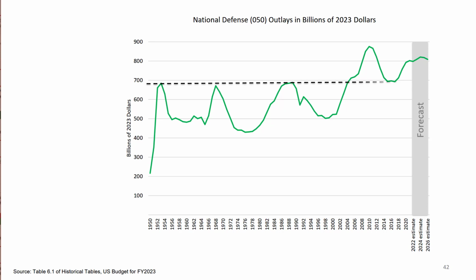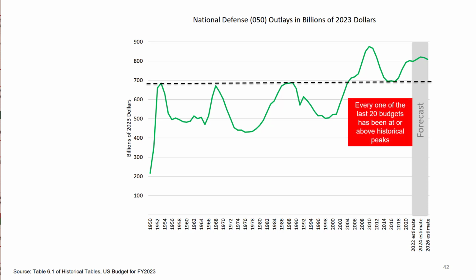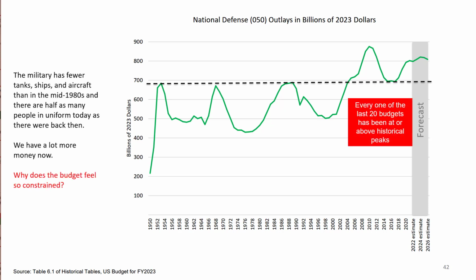And note that every one of the budgets in the last 2 decades has been larger than historical peaks, than the peak of the Reagan buildup, the peak of the Vietnam War, peak of the Korean War. There are half as many people in uniform today as there were in the mid-'80s. The Navy's half the size it was in terms of ship count. So why does the budget feel so constrained?